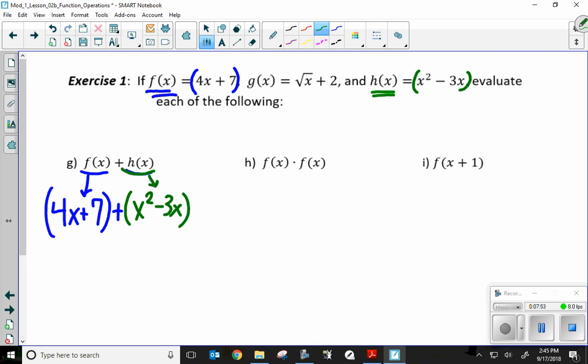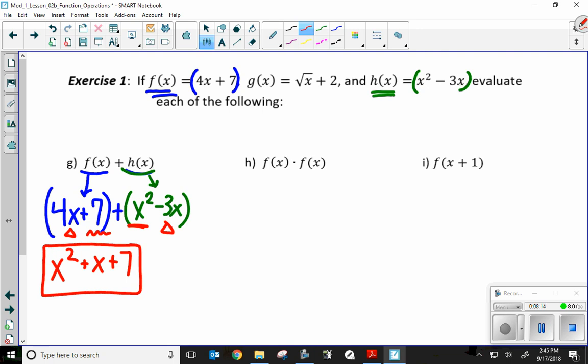All right? And all I'm going to do is combine like terms. I have x squared. Okay, I have 4x minus 3x. That's plus 1x. And then I have this 7 by itself. And I can't combine that with anything. And there you go. Simple. It's nothing crazy.